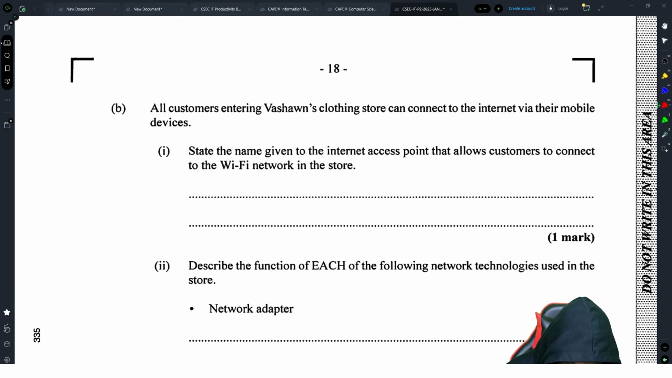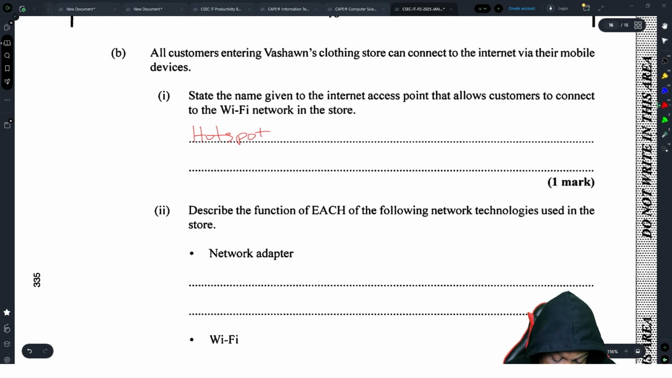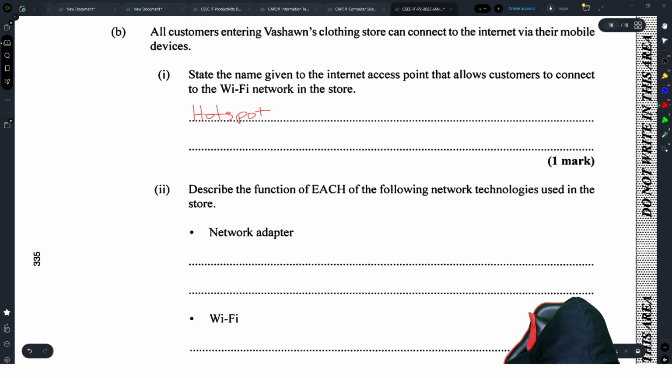Okay. State the name given to the internet access point that allows customers to connect to the Wi-Fi network in the store. A hotspot? Yeah. Sometimes we think a hotspot is only what your phone could do, but a hotspot is actually a free internet access point. Should know that by now.